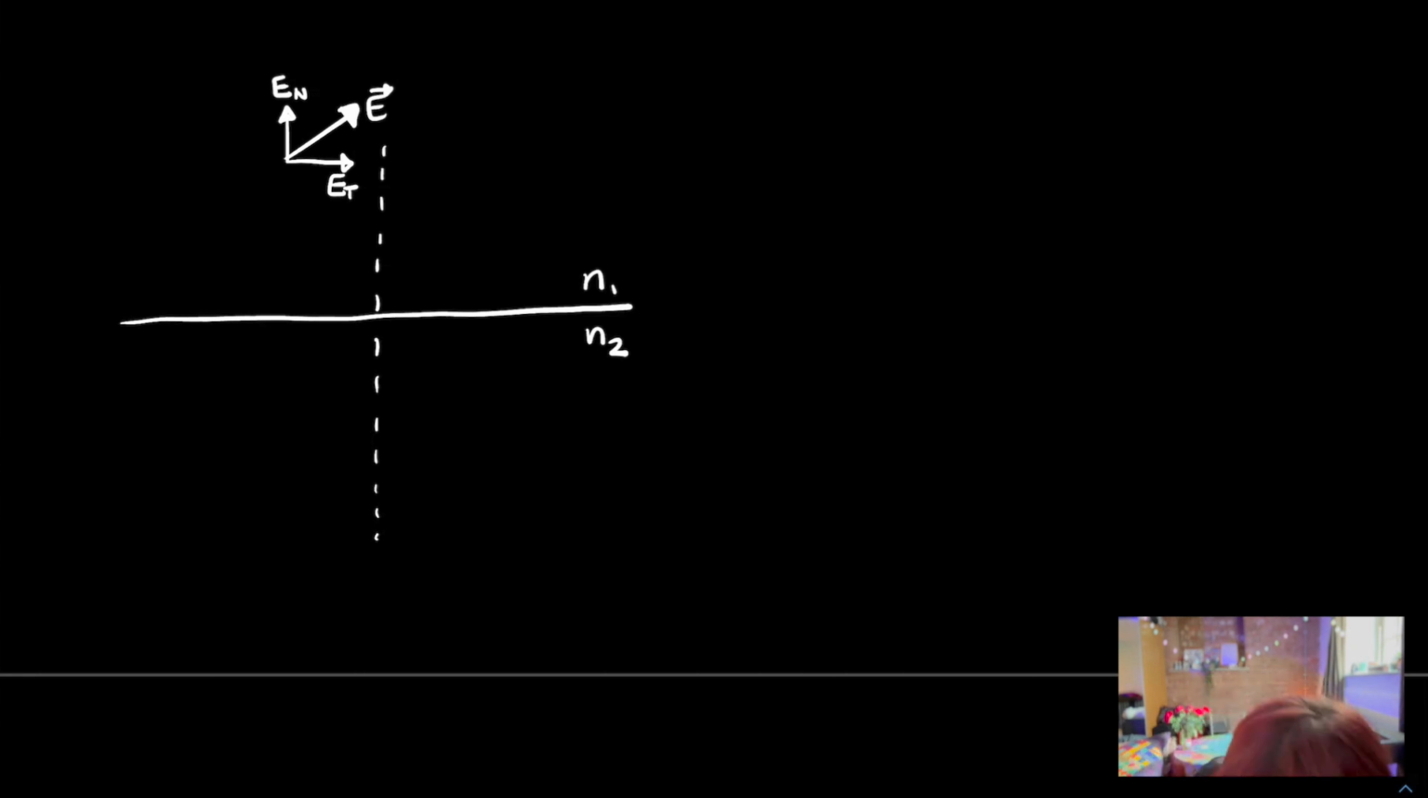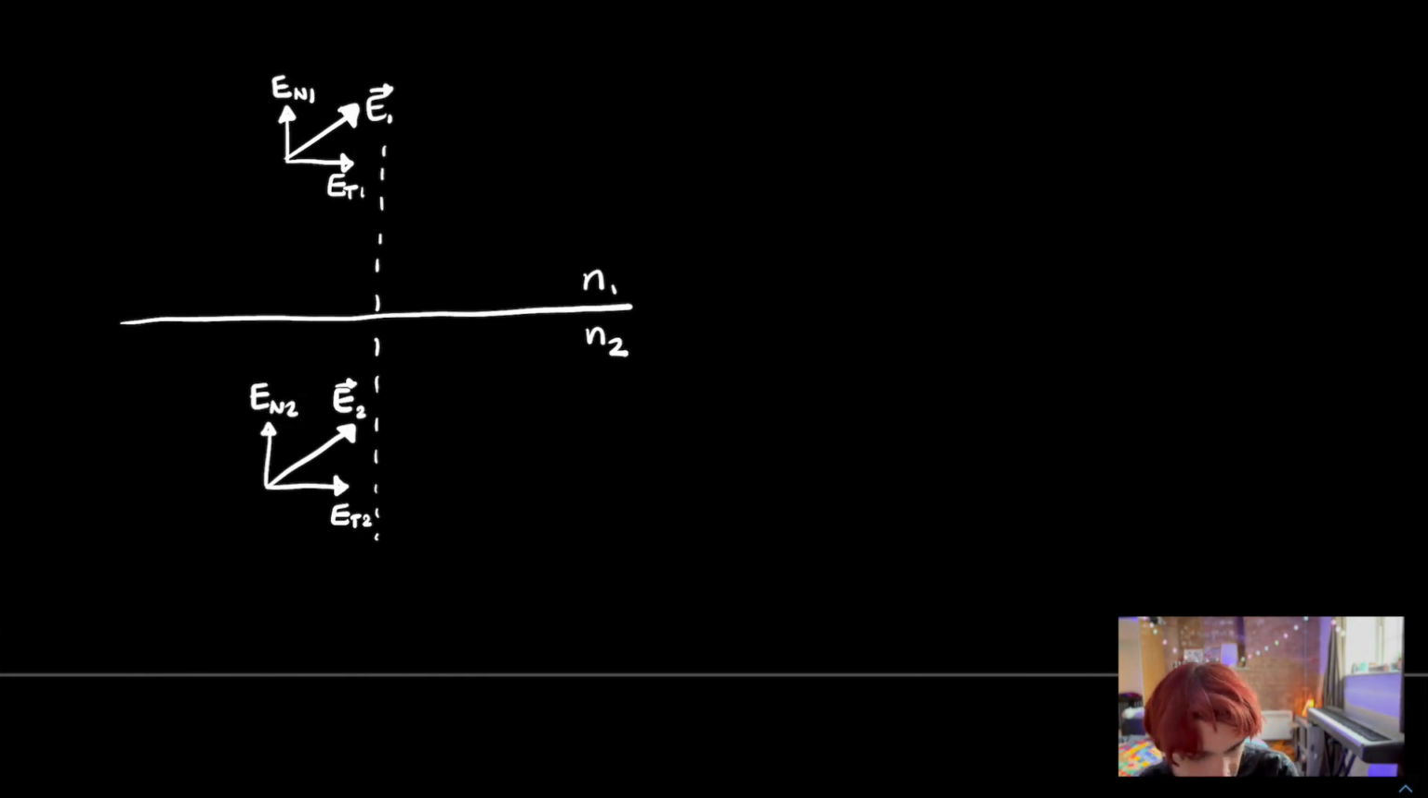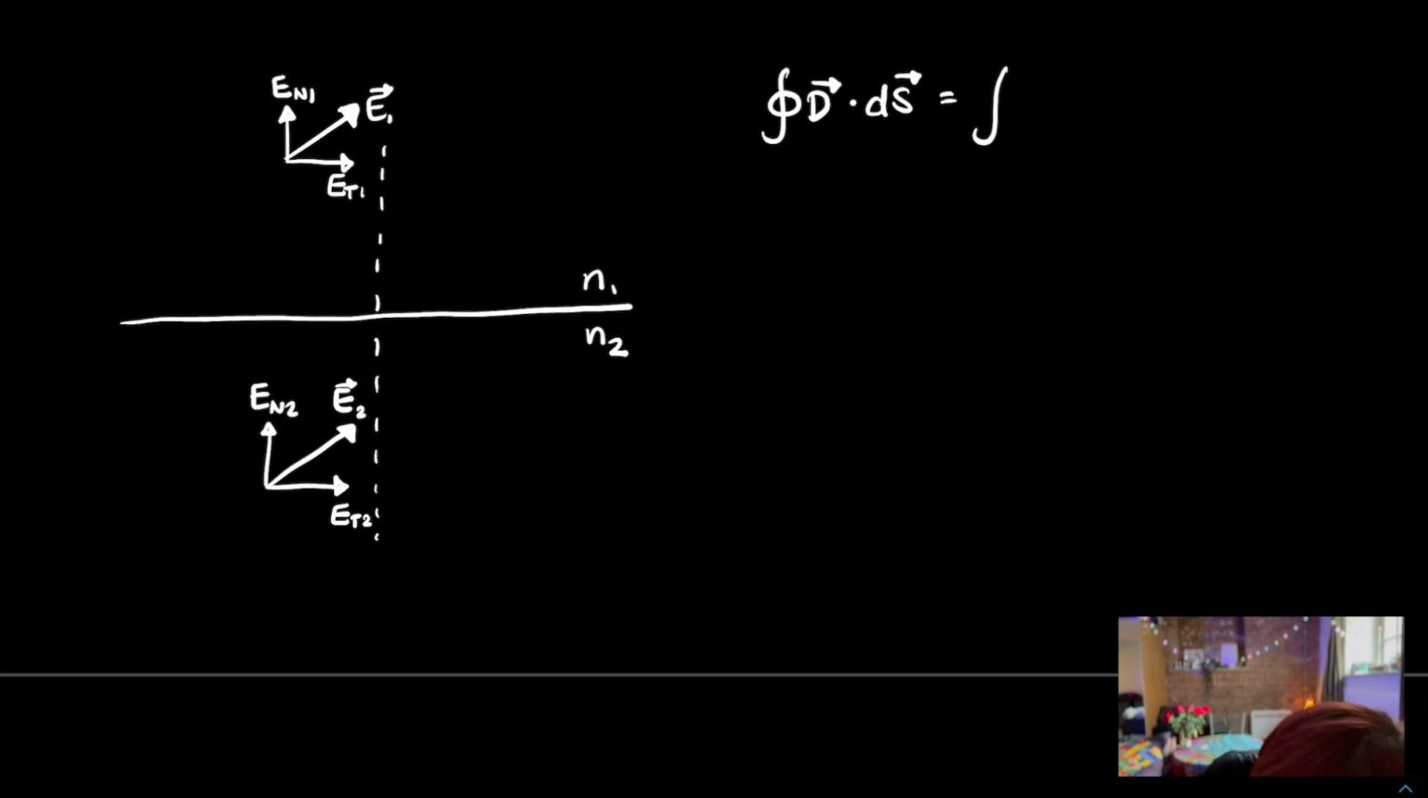Now, I'm just going to add the subscript 1 onto the ends of these electric fields because, of course, this is in medium 1. And we can do exactly the same thing in medium 2. So we have our electric field, which is in medium 2, which we are going to split into a normal component and a tangential component. So let's go ahead and apply Maxwell's equations, and let's start with Maxwell's first equation, which says that the closed integral of D dot dS is equal to the integral of rho f, where rho f is the free charge, over the volume.